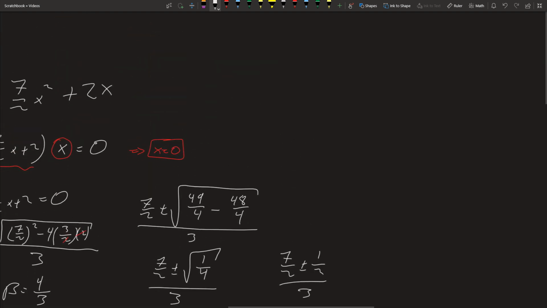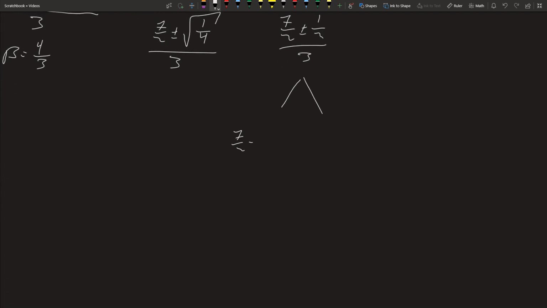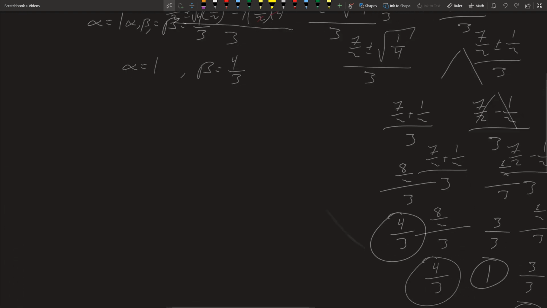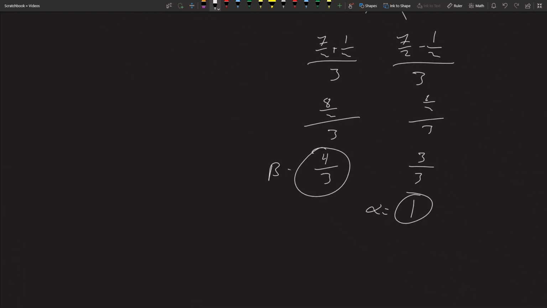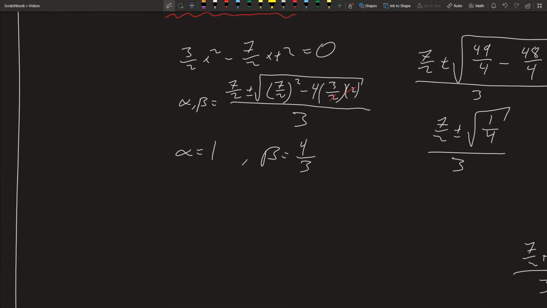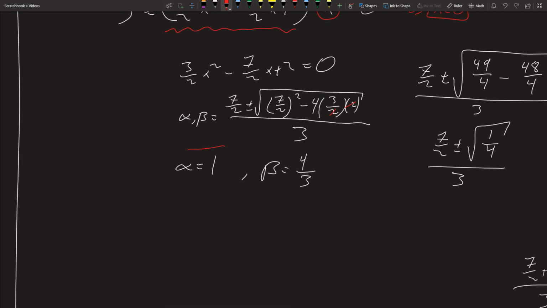So two cases. We have 7 over 2 plus half, over 3, and 7 over 2 minus half, over 3. For the first case, we have 8 over 2 over 3, which is 4 over 3, right? And then we have 6 over 2 over 3, which is just 3 over 3, which is just 1. So we have our alpha and beta. So this is alpha, this is beta. It's not that hard without a calculator. Anyways, so those are the two roots. So those are also solutions to our equation. Those are the roots, right?